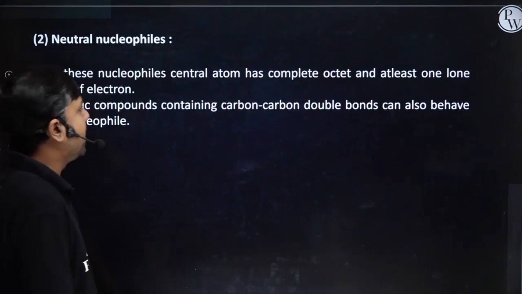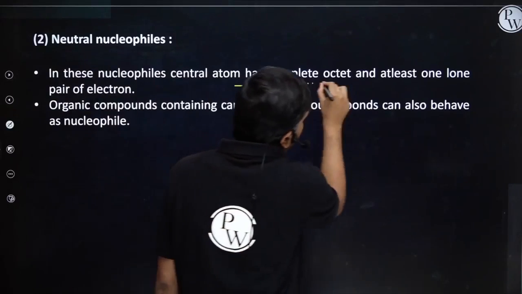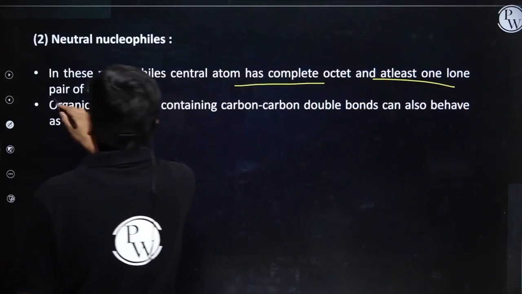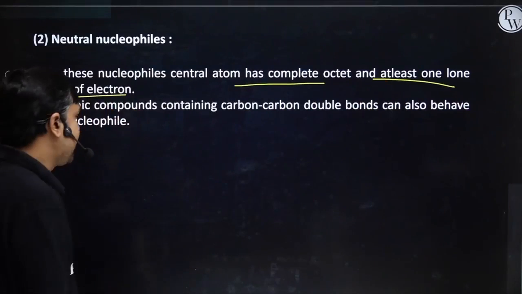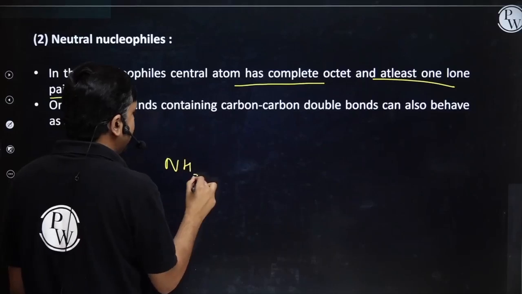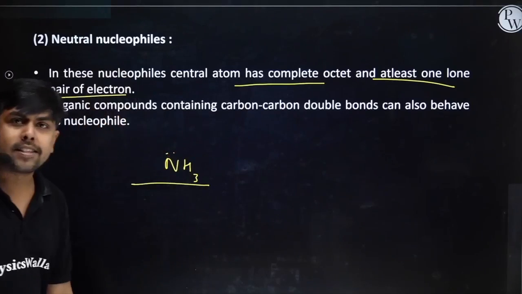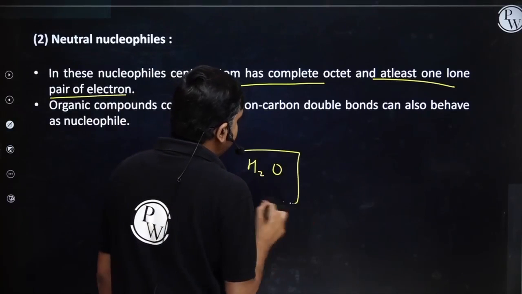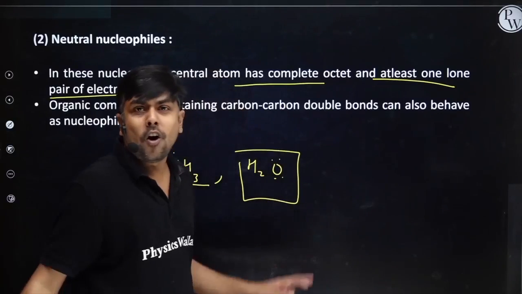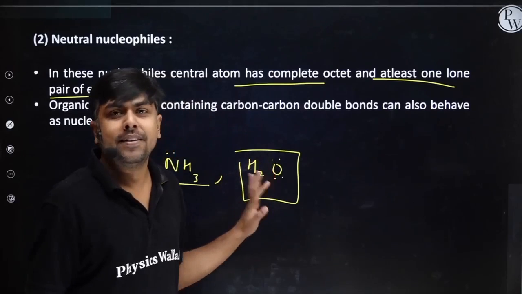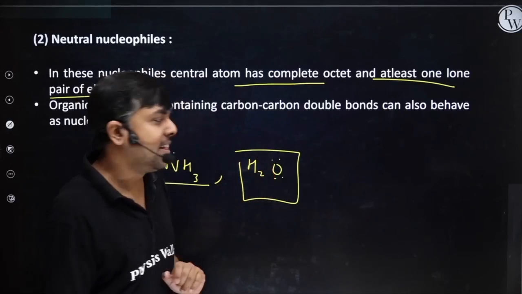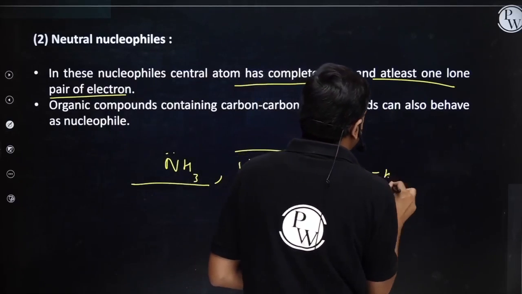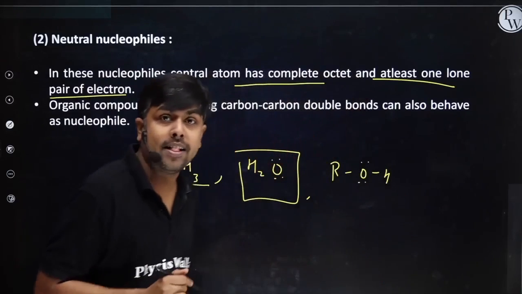Next one, neutral molecules. In this nucleophile, the central atom has a complete octet and at least one lone pair of electrons, right? Basically, the examples are ammonia, NH3, nitrogen, octet is complete, one lone pair; water molecule, oxygen atom, two lone pairs, octet complete and two lone pairs. This will act as a neutral nucleophile. We can have ROH alcohol acting as a neutral nucleophile.